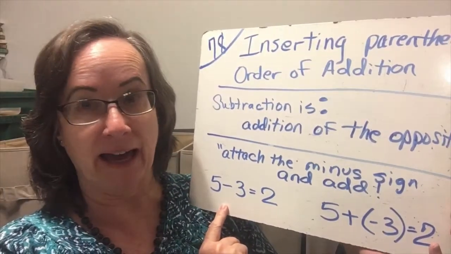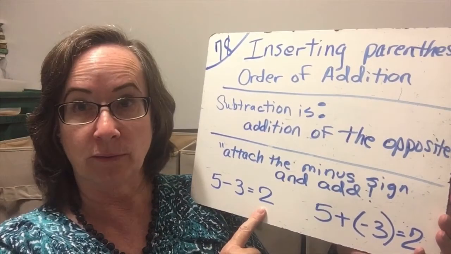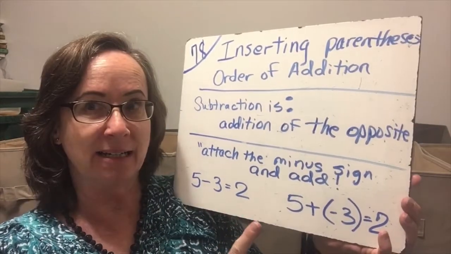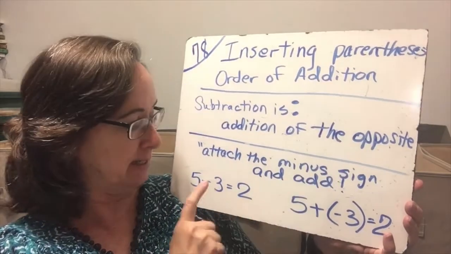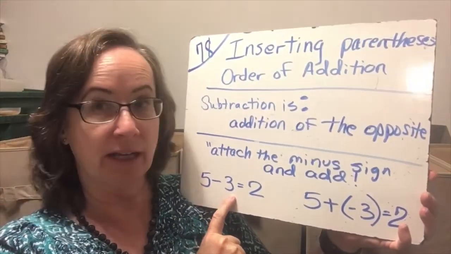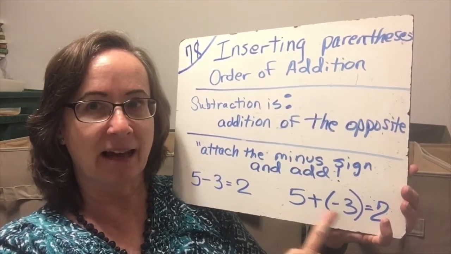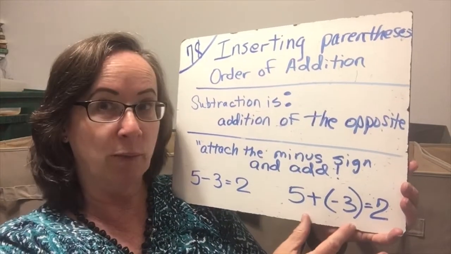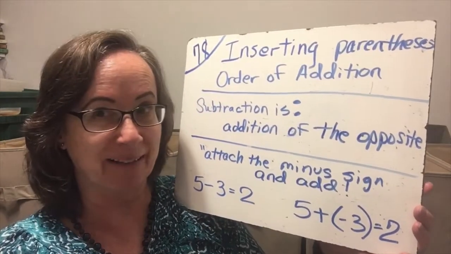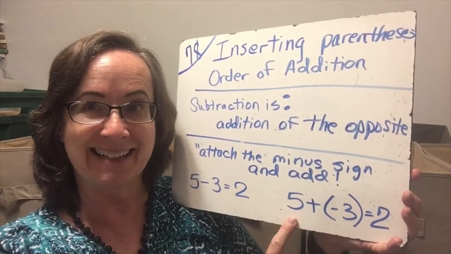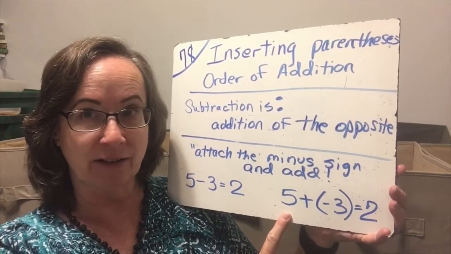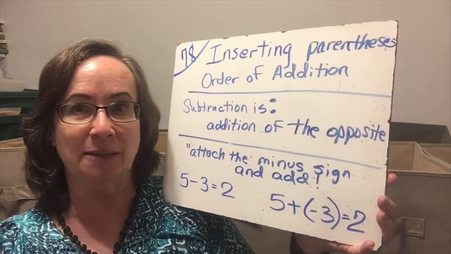We all know that 5 take away 3 is 2. 5 minus 3 is 2. But if we're going to attach the minus sign, we're going to attach the minus to the number behind it. So now instead of minus 3, it becomes plus a negative 3. And we know when we add opposite signs, we really subtract them. We subtract the absolute value and take the sign of the greater, right? We've already learned those rules. So we're going to turn all of our subtractions into addition in this lesson and see how easy it makes adding and subtracting signed numbers.